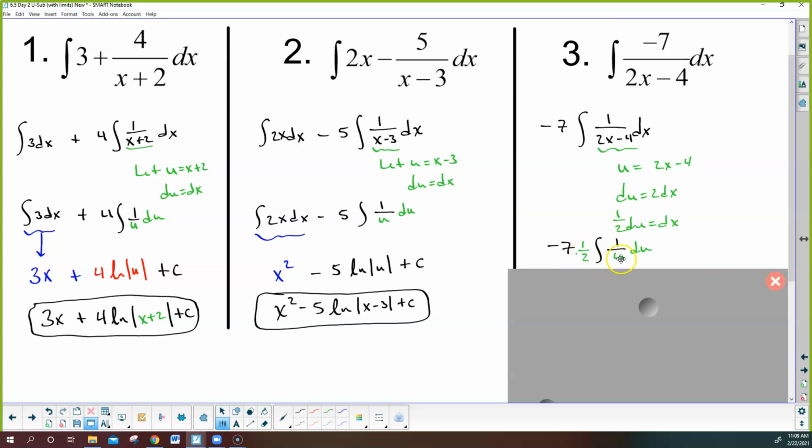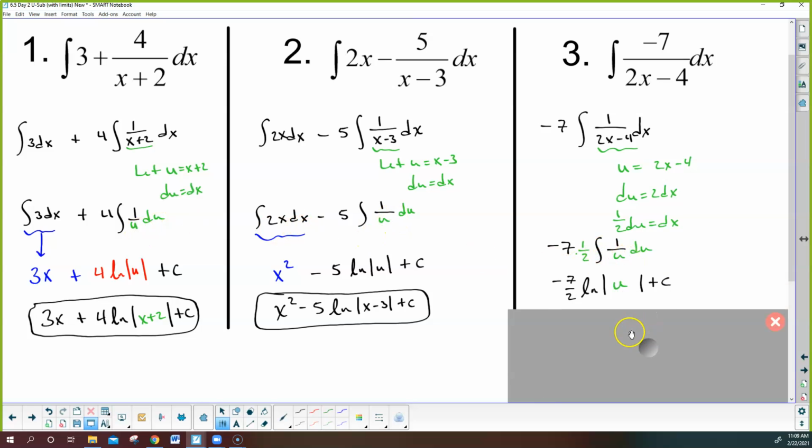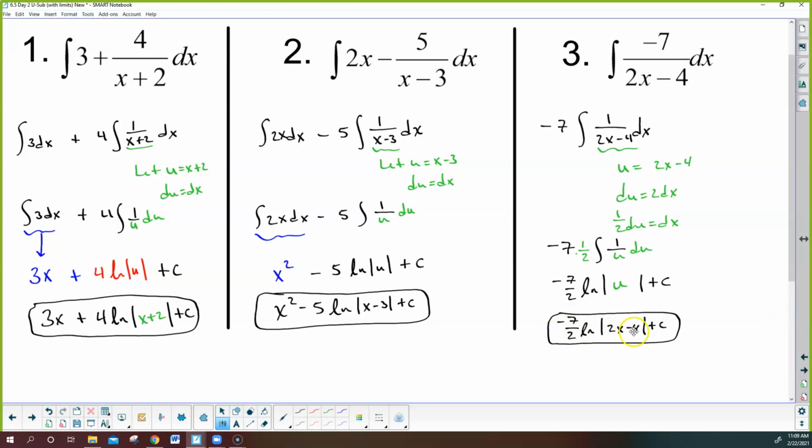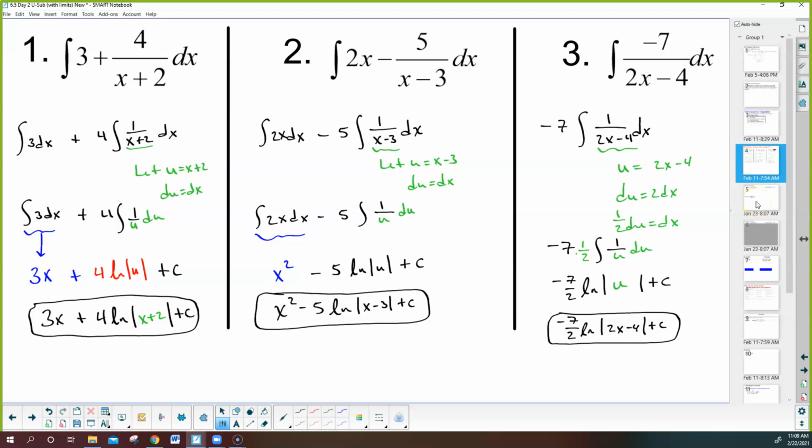And notice, it's the same integral now as the other ones. So 1 over u is the natural log of the absolute value of u. And then negative 7 times 1/2 is negative 7/2. And then we just replace u. So this is just a common theme. And I'll show you today why we had to review this, because this comes up within long division.